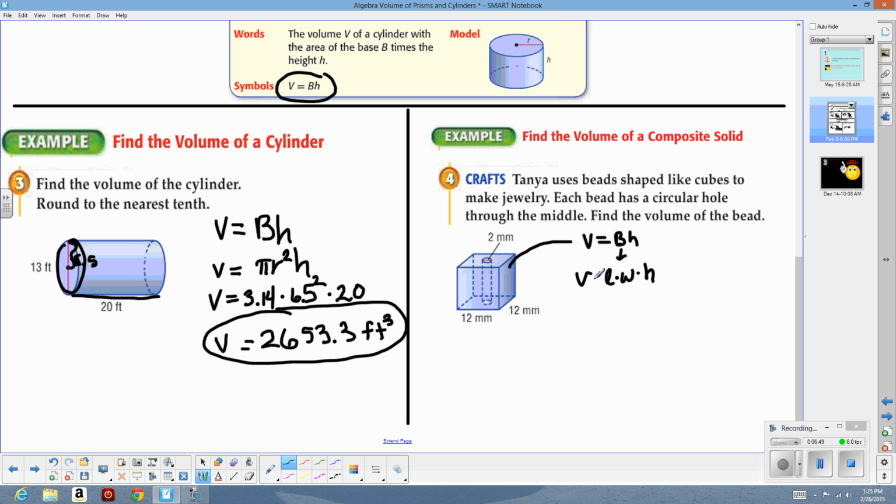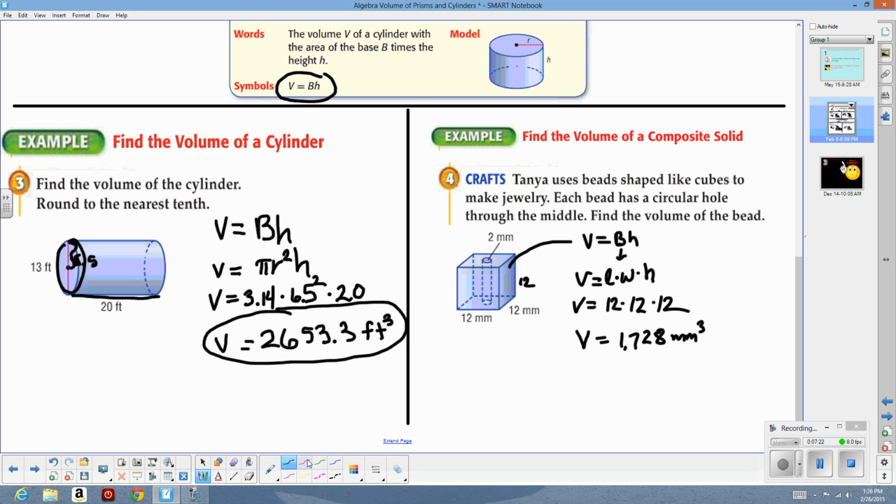times its height. So the volume is going to equal 12 times 12 times 12. Since it's a cube, the height is going to be 12 also. So 12 to the third power, that's going to be 1,728 millimeters cubed.